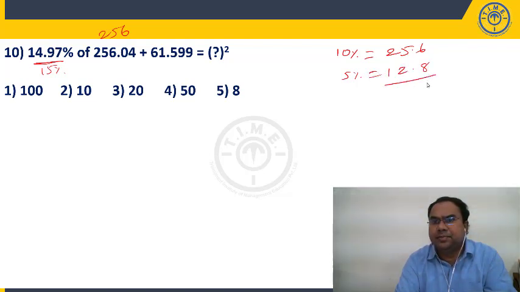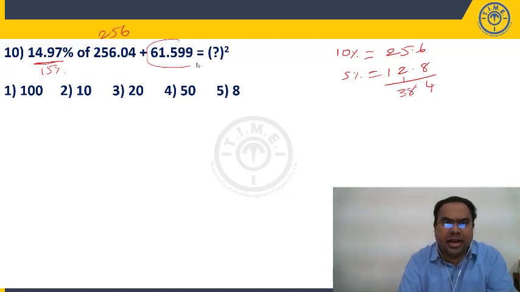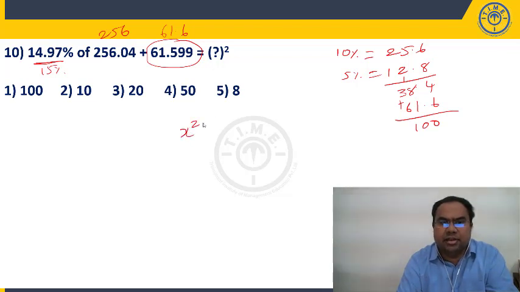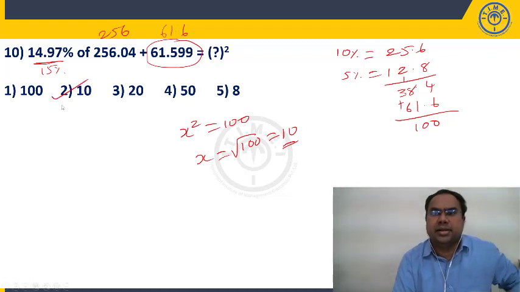So the total is 38.4. The other part approximately I can take as 61.6 or 62. If we add, I am getting 100. So x square is equal to 100. X has to be root 100, which is nothing but 10. I am saying the second option should be my answer.